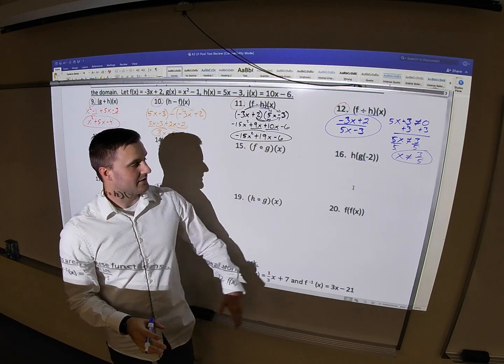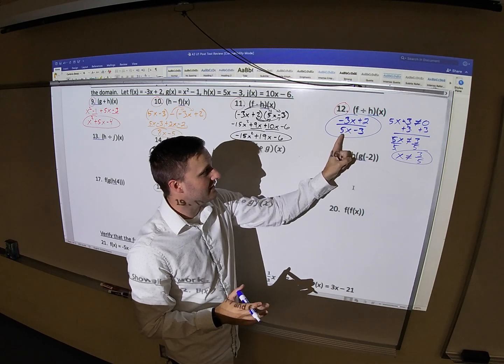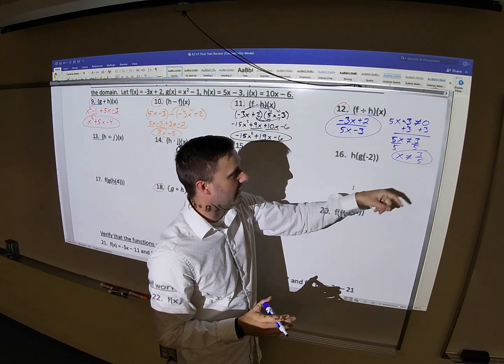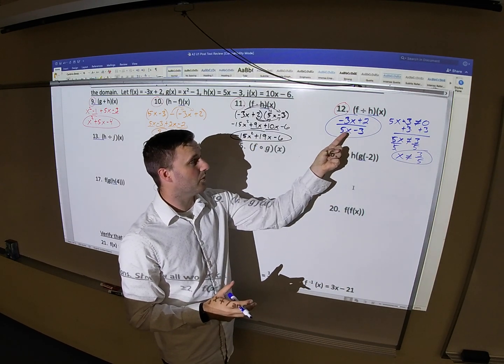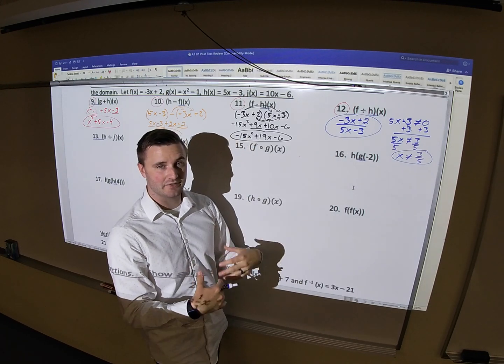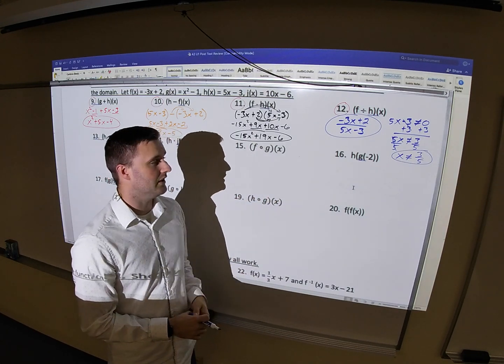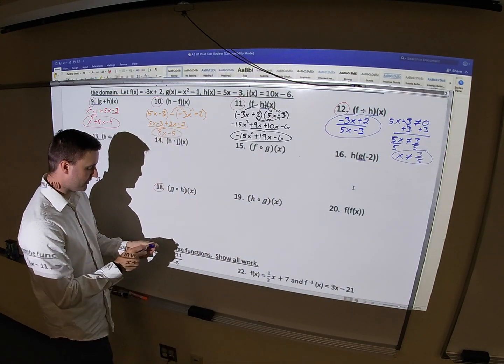So what we're saying is the only x value from negative infinity to positive infinity that I cannot have is when x is a positive 3 over 5, because if I were to plug that in for x, that would give me a 0 in the denominator, and I cannot divide by 0. So if you put that in your calculator, you would get an error message, because that is a domain restriction.